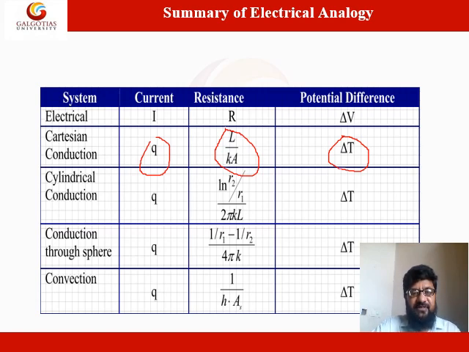In case of cylindrical conduction, this becomes ln R2 by R1 upon 2 pi Kl, where R1 and R2 are the radii of that shell. Similarly, we can derive the formulas for the thermal resistance for different setups. In case of convection, we can also arrive at a quantity 1 by hA, which is equivalent to the convective resistance.